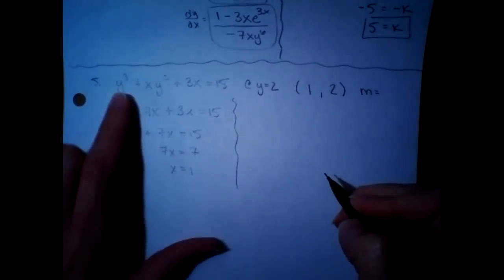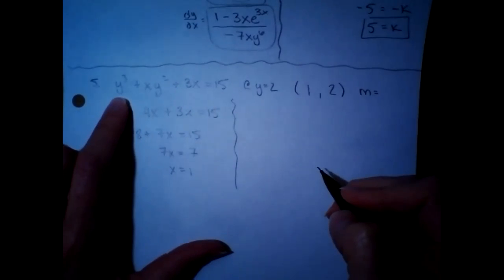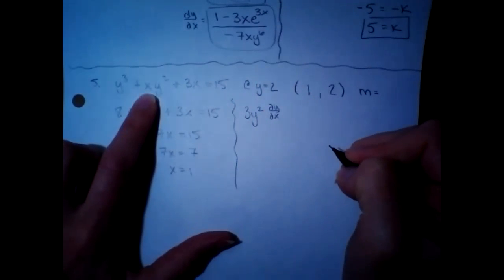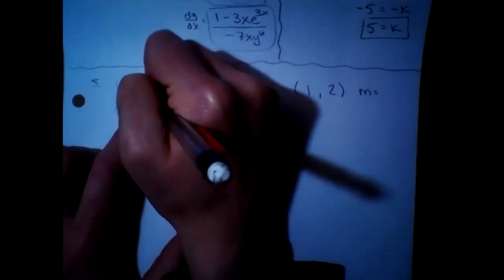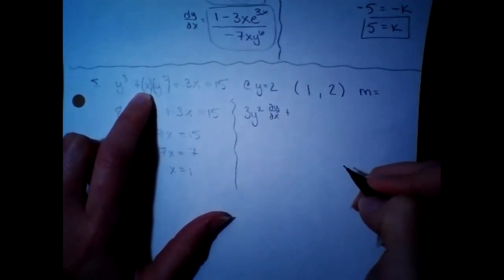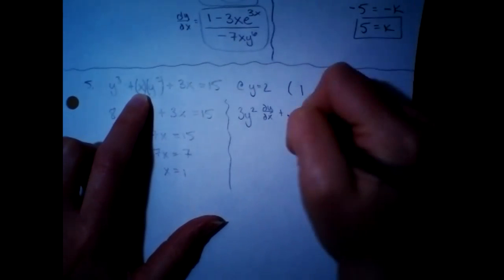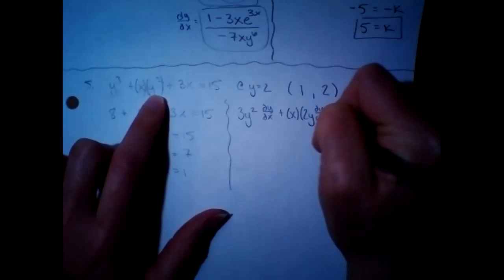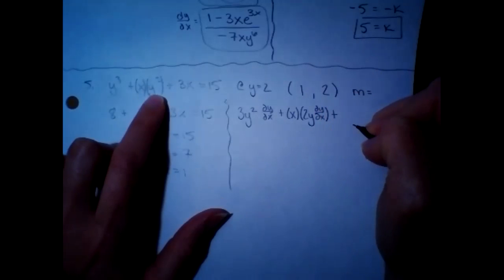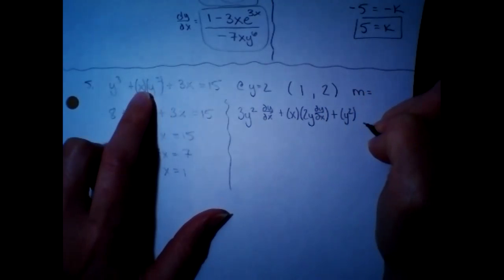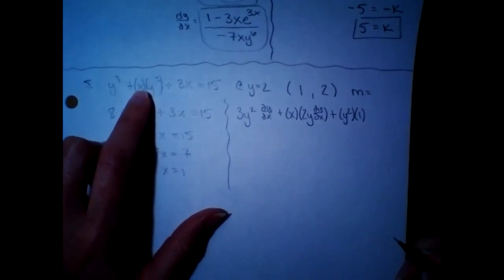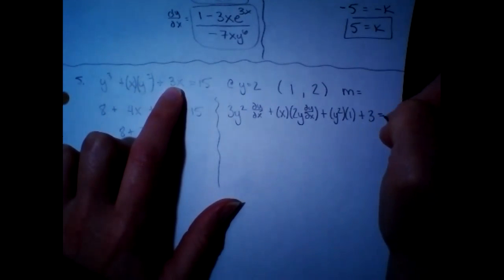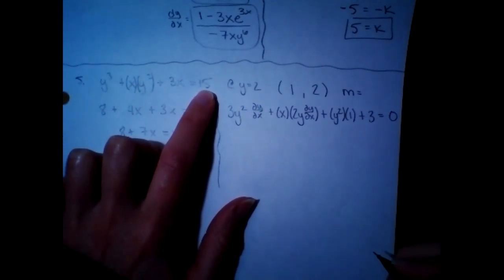Slope comes from the derivative, so we're going to have to do the derivative of this. For y cubed, that is 3y squared dy/dx. Plus, and then this is going to be a product rule. x is the first function, y squared is the second function. So product rule is the first times the derivative of the second, that'll be 2y dy/dx, plus the second times the derivative of the first. And the derivative of just x would be 1. So that was a product rule. And then the derivative of 3x will be 3, and the derivative of 15 is 0.